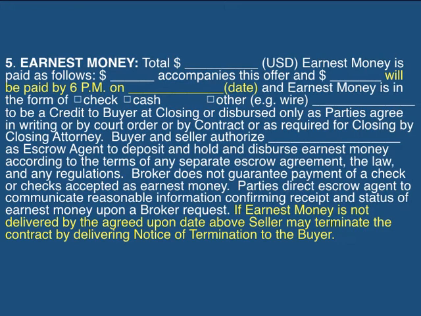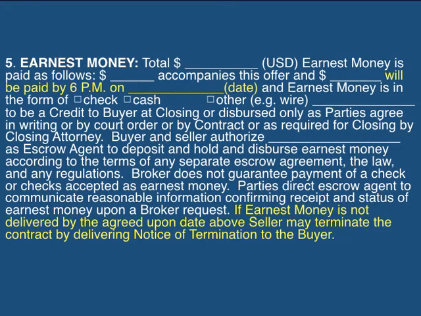This is important. This contract now does not have a place for anybody to sign saying they have the earnest money. You agents need to follow up with whomever is supposed to be holding that earnest money to be absolutely sure they have it, it's been deposited, and that it's good. And it goes on, the last line, it says, if earnest money is not delivered by the agreed upon date above, the seller may terminate the contract by delivering notice of termination to the buyer. So if the earnest money is not delivered by that date, the seller may terminate the contract by delivering notice of termination to the buyer.